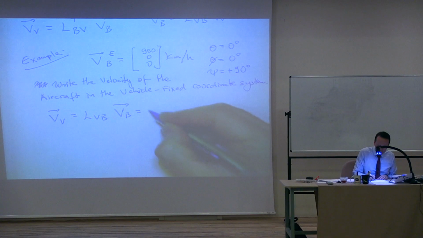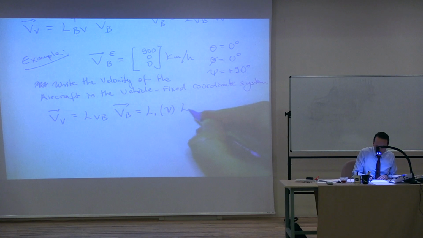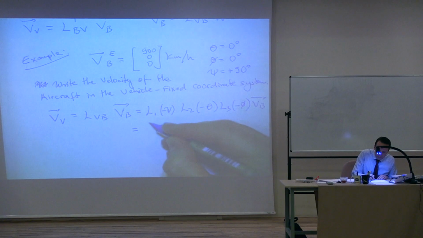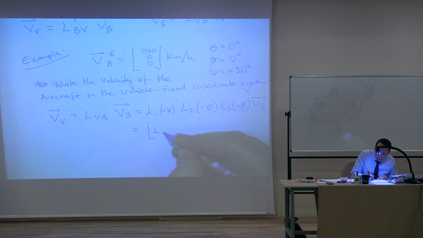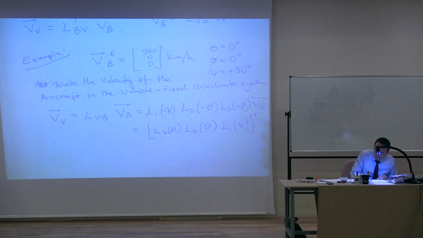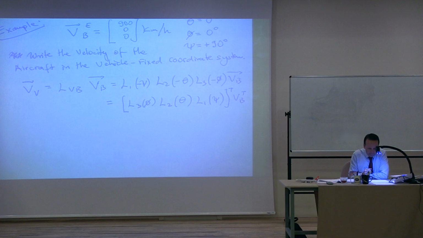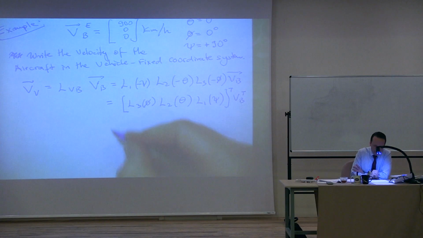LVB times V body, written in the body fixed coordinate system. So that would be equal to L1 psi, L2 minus psi minus theta, L3 minus phi, or VB, right? Or we could take the transpose of this and say V body. The transpose is equal to the inverse, and therefore it should hold. Good. So let's do it.